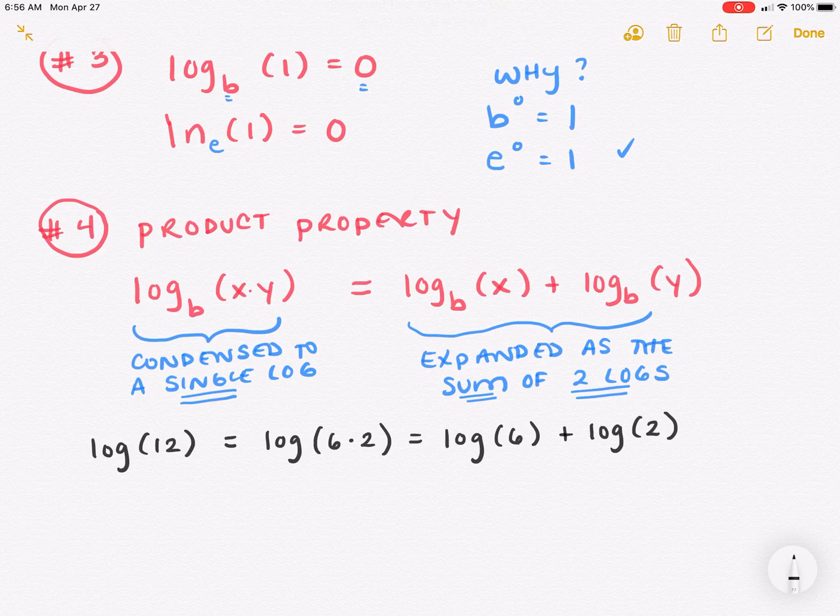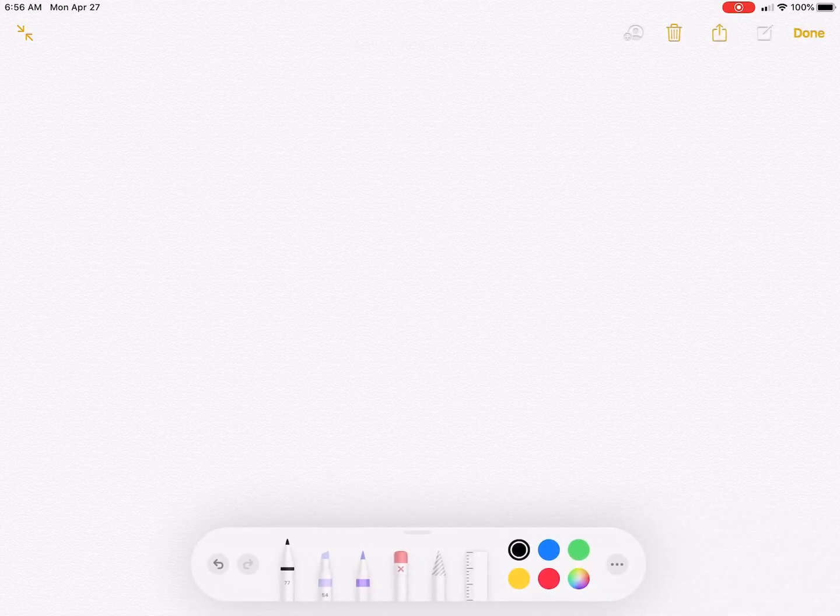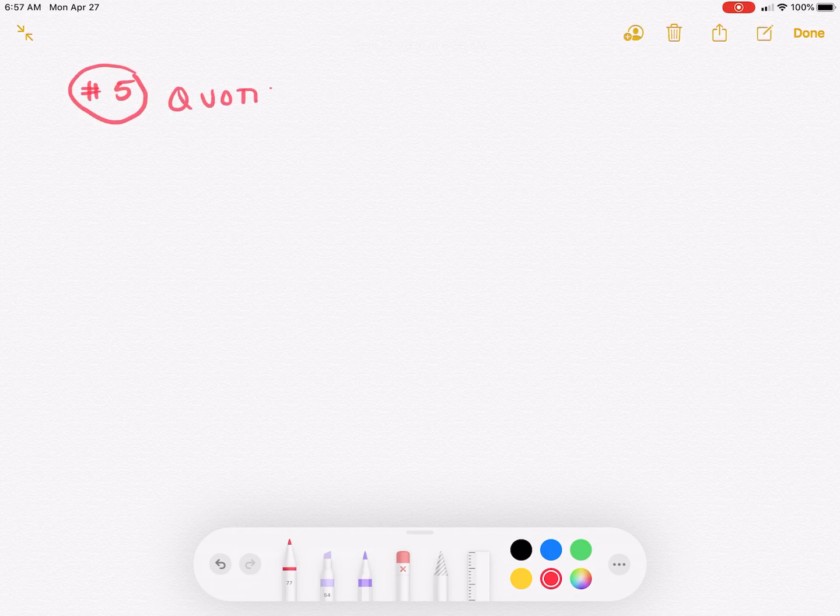All right, so let's go on here to property number, what are we on here? Property number 5. And this is going to be the quotient property.